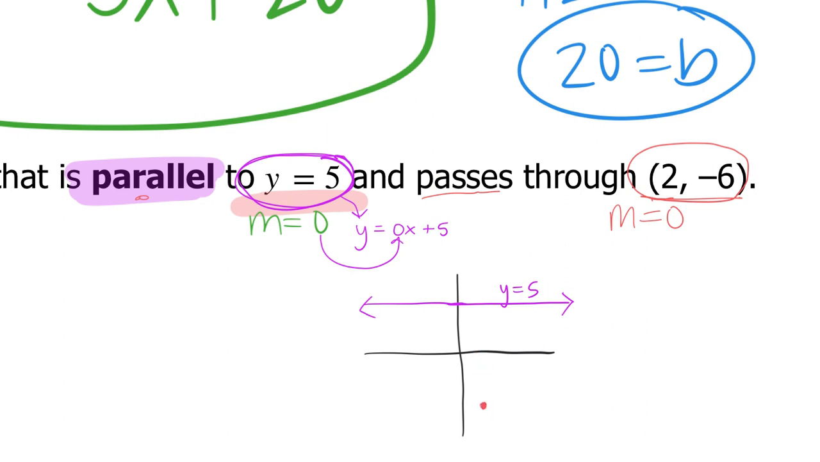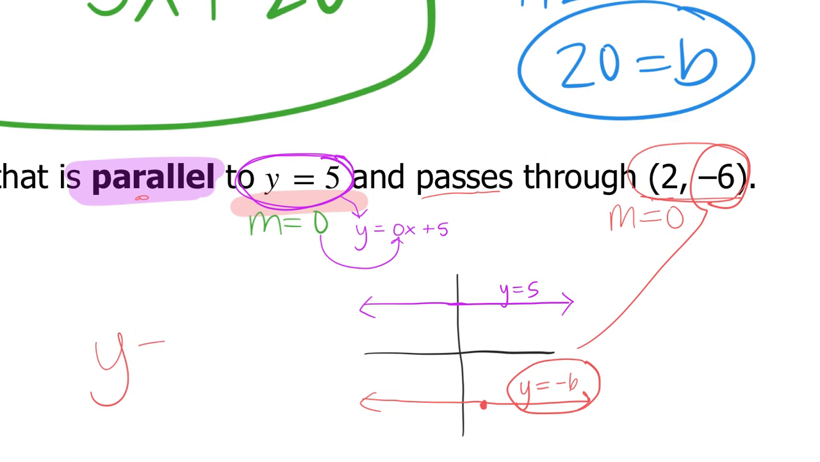So 2, negative 6. If you want a line that's parallel to that purple one, it would have to be horizontal, right? The equation of this line would just be y equals whatever the y value is at this point. The y value is negative 6. So the equation of this new line would have to be y equals negative 6. And we're done. We don't really have to do any other work.